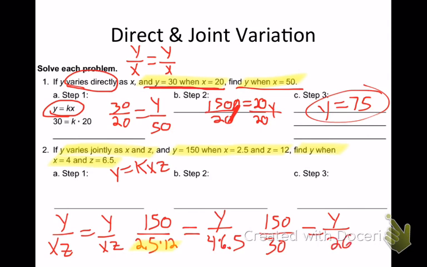Okay, and now I can use cross products to solve. Somebody asked a great question earlier. They said, well, can I simplify 150 over 30 first and then solve this? Yeah, I can do that. So 150 over 30 really becomes what? Isn't that just really 5 over 1? Yeah, I can make that an easier problem, make that 5 over 1. So 5 over 1 equals y over 26. I end up getting y equals 130. Nice job.